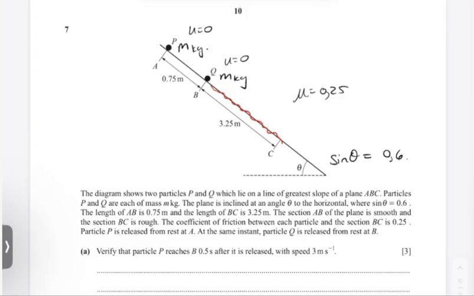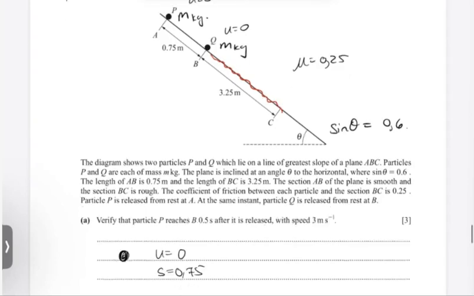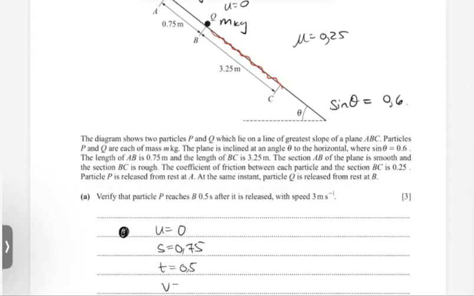If we look at particle P, we know its initial speed is 0. Its distance is 0.75. If we look at a time of 0.5 seconds, what is the speed? That's enough information. We're not looking at acceleration right now because we don't have the mass of this thing. Because they use the word verify, we can plug in the information and see if we get the right answer.